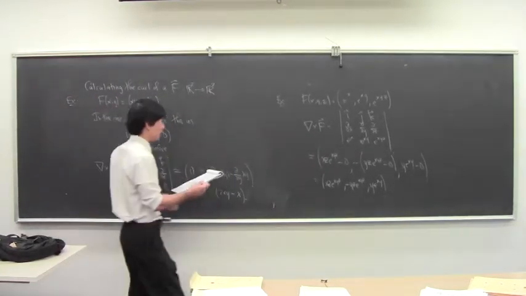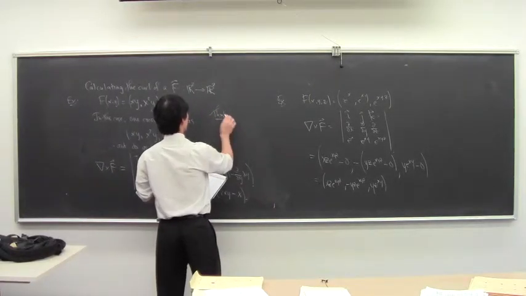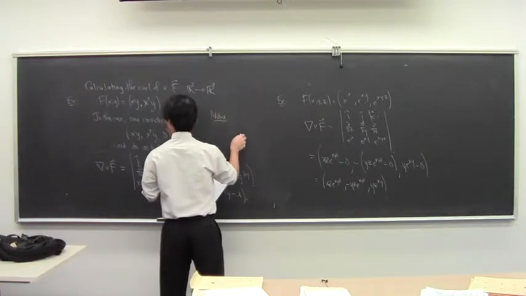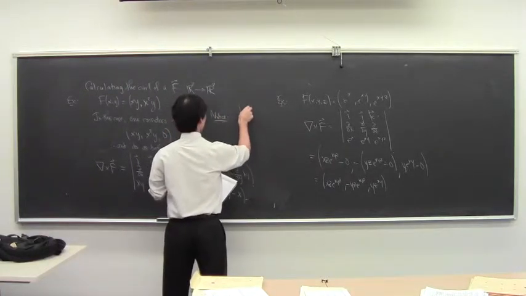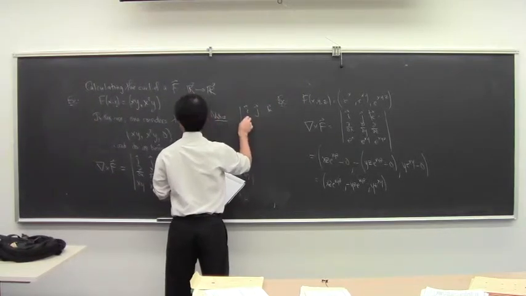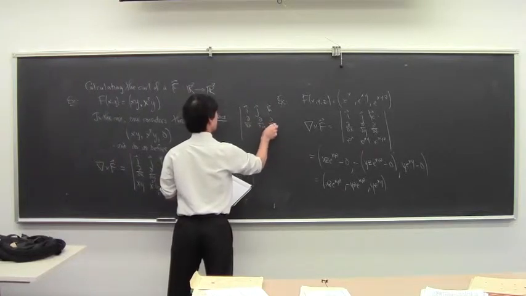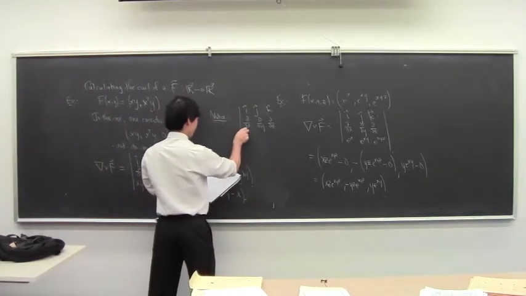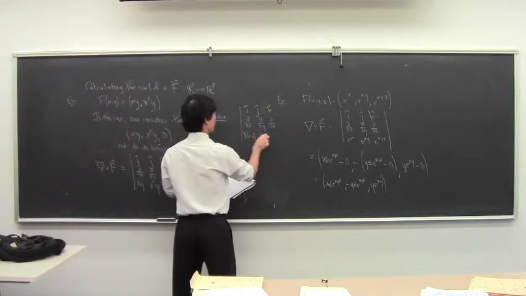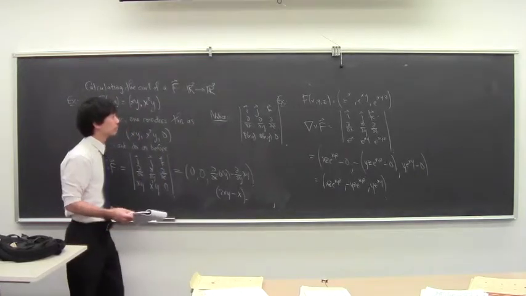Now think, and notice. Let's just write this: d/dx, d/dy, d/dz. So if you have this field P of x, y, Q of x, y, comma 0.